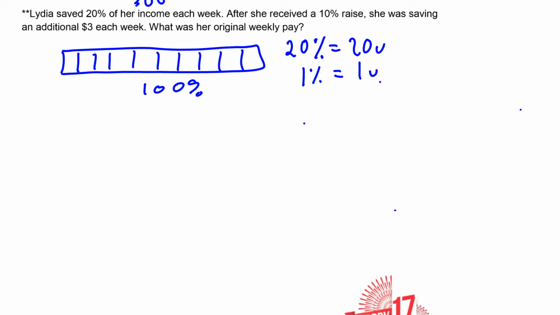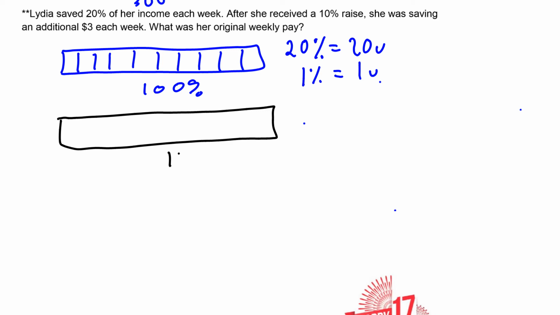All right, so now she's received the raise. She's making 10% more. She's still saving her 20%, but she's making 10% more. So that means that her money that's coming in isn't 100% anymore. It's now changed to 110%. We also know that the 10% raise means that she was saving 20% and making $3 more. So let's see if we can figure this out here.